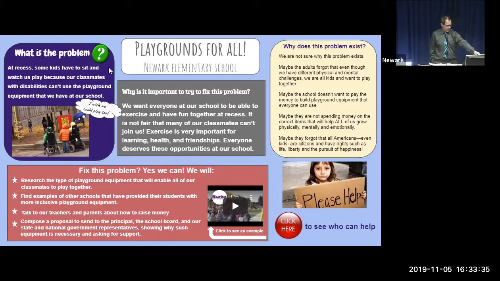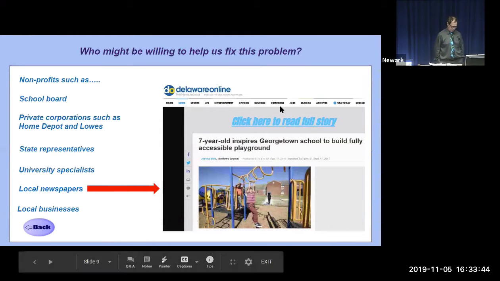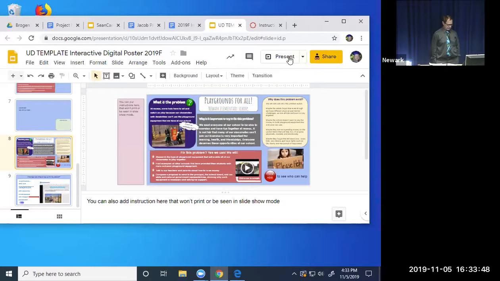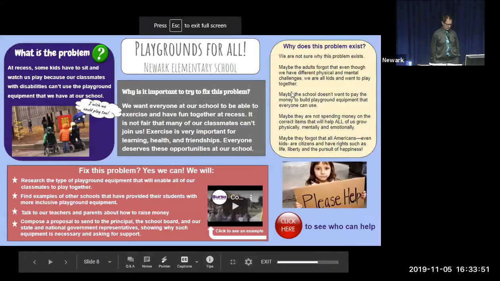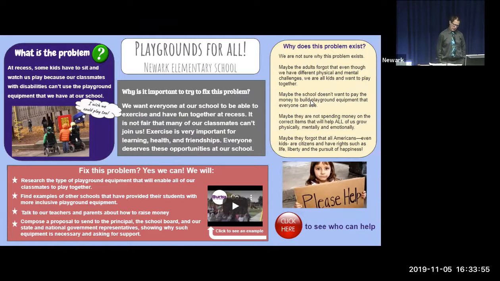Then not only what the problem is, but also why is it important to fix this problem. So they should be able to identify why this is important to fix this problem. So here's an example. It's probably a little wordier than a lot of the students would do. But essentially it was very simple. They felt exercise is important. Everybody should have the opportunity to play on that playground.